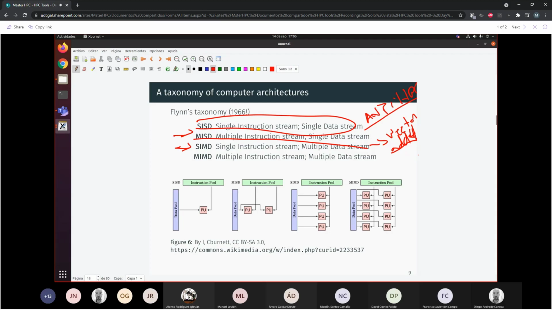And then finally we have the full equip, the multiple instructions on multiple data, and this is actually what a modern computer does. It's able to execute several instructions at the same time on multiple data streams at the same time.